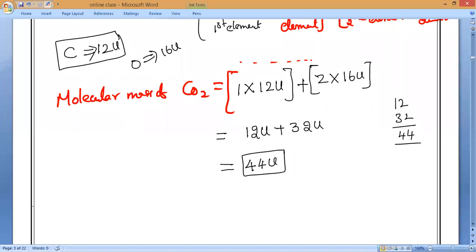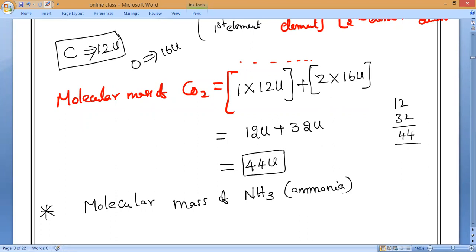Next, molecular mass of ammonia. I will never give you any formula; in the exam also they will give it like this only. Molecular mass of ammonia. Can you tell me the formula? NH3, yes. Ammonia means NH3. You have to tell me the formula.